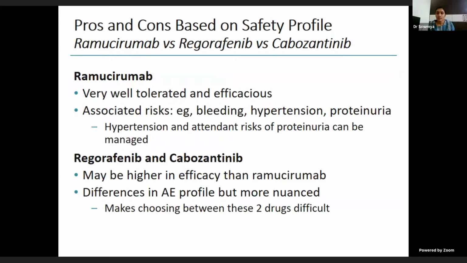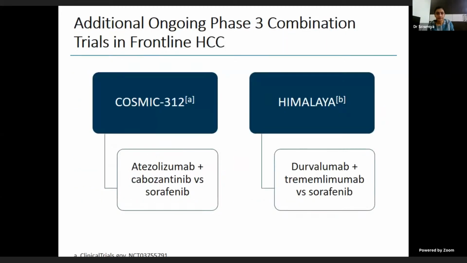The pros and cons based on safety profile for ramucirumab versus regorafenib and cabozantinib is here. Ramucirumab is very well tolerated and efficacious, and adverse effects are lesser compared to TKIs. This may include bleeding, hypertension, and proteinuria. Regorafenib and cabozantinib may be higher in efficacy than ramucirumab. However, the adverse effect profile may be much higher.